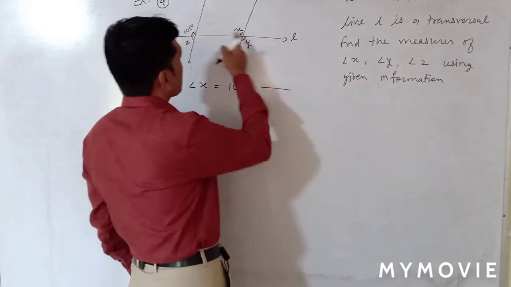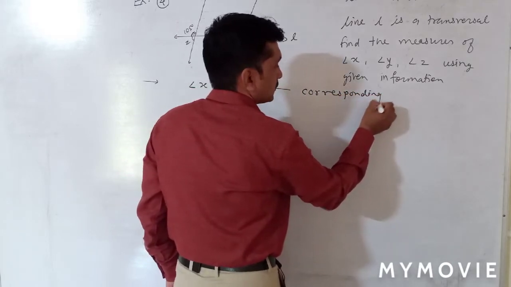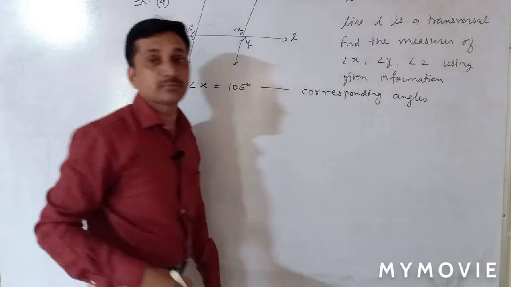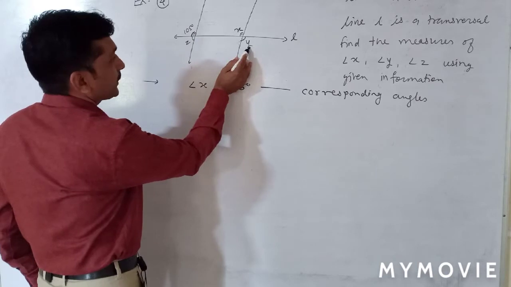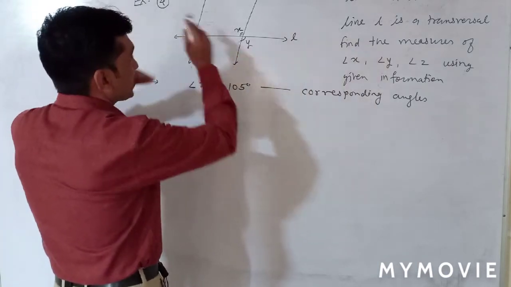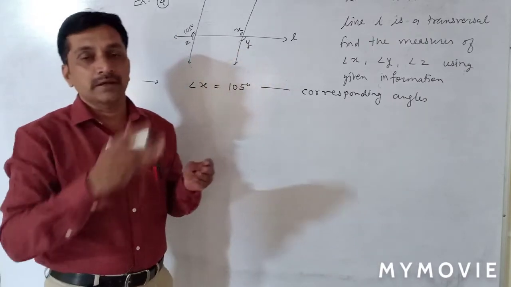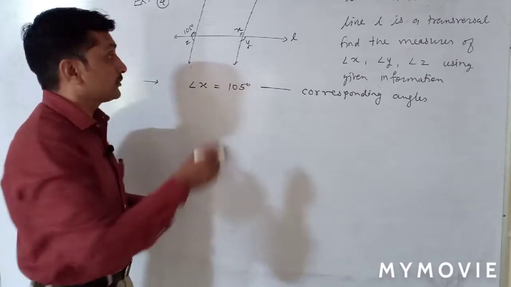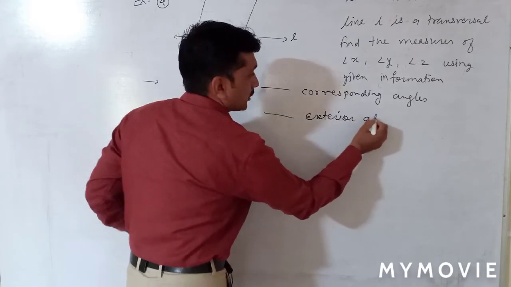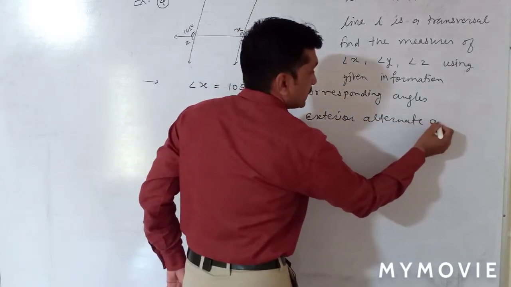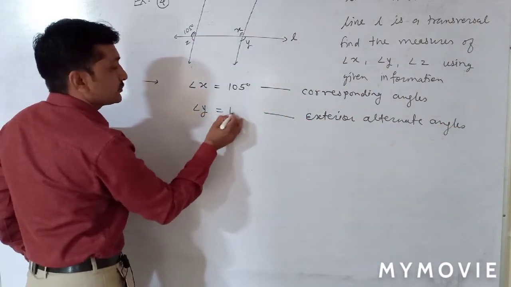Which type of angles are these? Corresponding angles. These are corresponding angles, that's why their measures are equal, X and this one. Now 105, again you see 105 and here Y. They are outside the parallel lines and on the opposite sides of the transversal. Out of parallel means exterior and on opposite side of the transversal means alternate. They are exterior alternate angles. Exterior alternate angles are also congruent, that's why angle Y is also equal to 105 degrees.